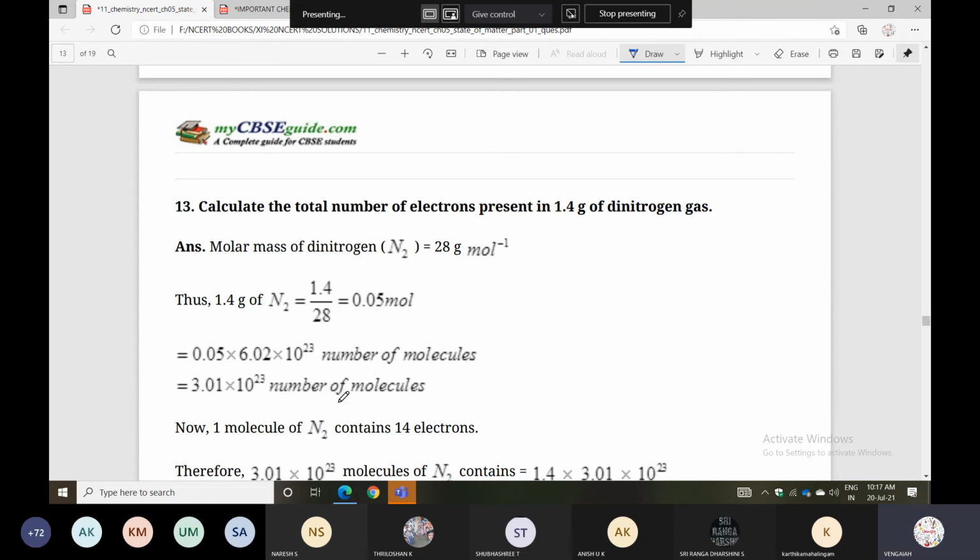Yes. Listen here. 1.4 gram of nitrogen is given, nothing but 1.4 by 28, you get 0.05 moles. So 0.05 moles contain what number of electrons? Next, number of molecules, how much the calculation will be.